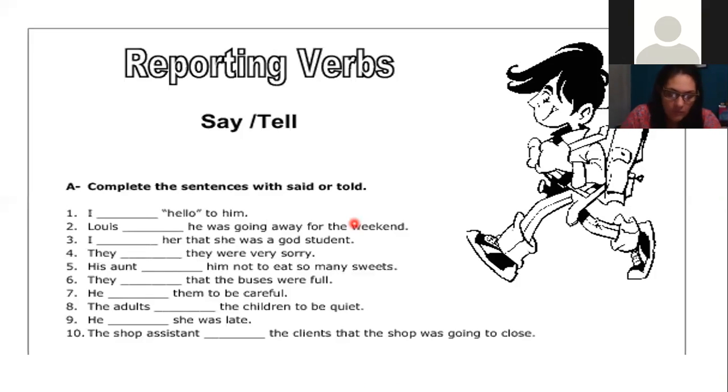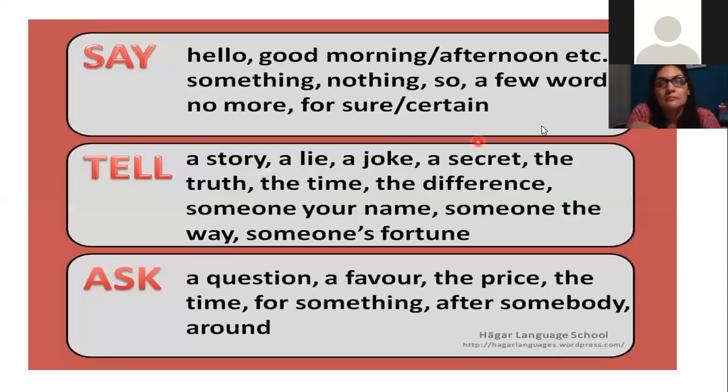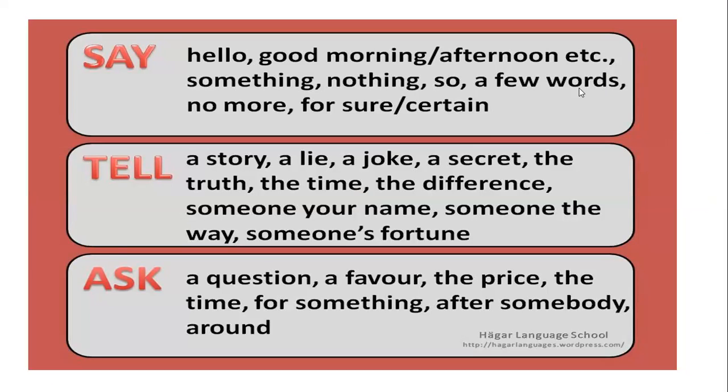Okay. Reporting verbs say plus tell. Now it's your turn to practice. And here it says, complete the sentences with said or told. In this case, the verbs are in past, right? Said is the past of say, and told is the past of tell. So what I will do is send you this, and I would like you to complete the exercise by using the right form of say or tell.